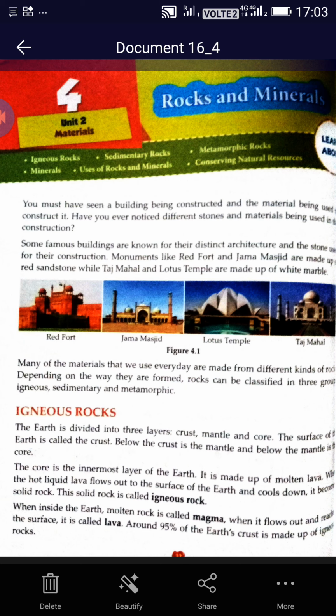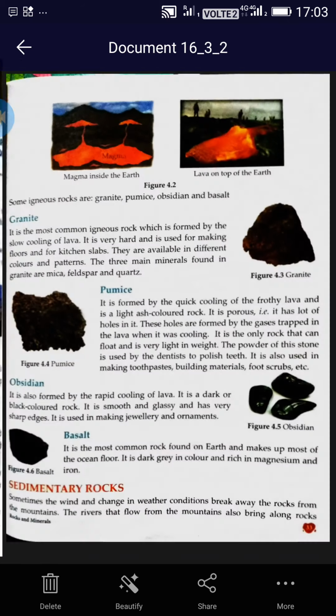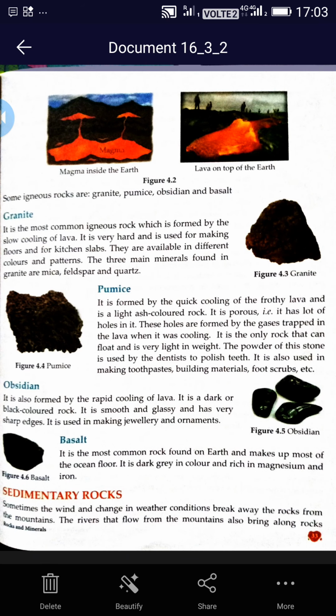Clear? Now, inside the earth, molten rock is called magma, while when it flows out and reaches the surface, it is called lava. Almost 95% of the earth's crust, that is the outermost layer, is made up of igneous rocks only. Okay, now next page. See, two pictures are also given here.